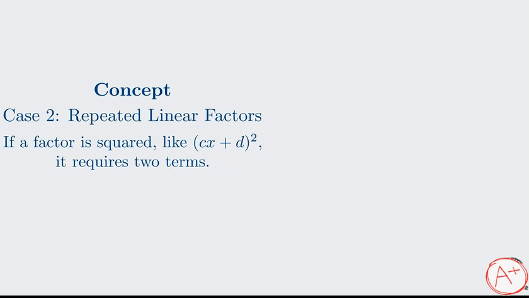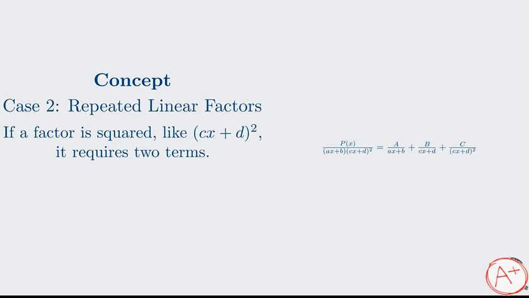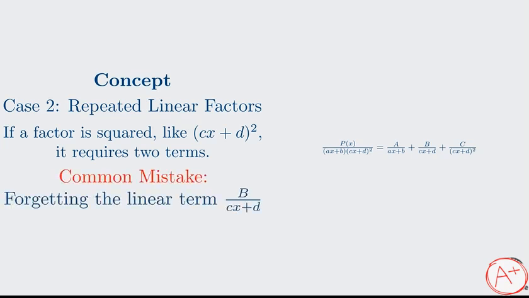Here is the general form. For the expression p of x over ax plus b times cx plus d squared, we set it equal to a over ax plus b, plus b over cx plus d, plus c over cx plus d squared. It is a common mistake in exams to forget the linear term. You must include every power of the factor from 1 up to the highest power present in the denominator. If it were a cubic factor, you would need 3 terms.